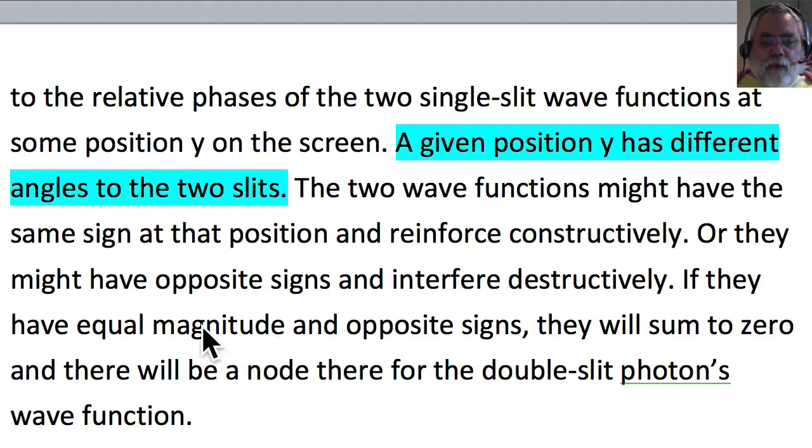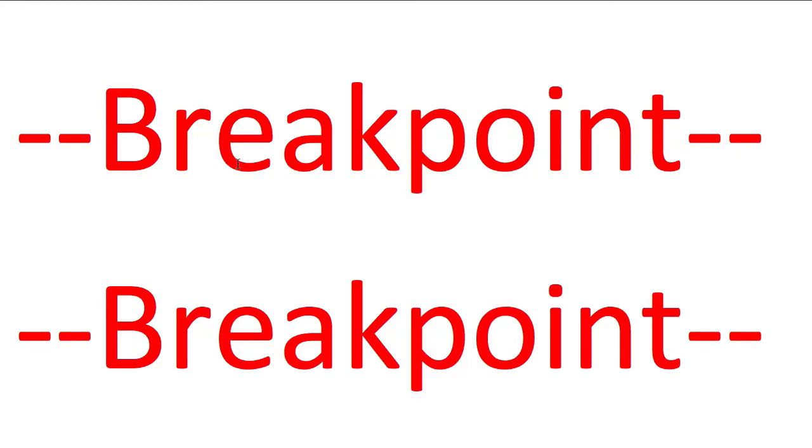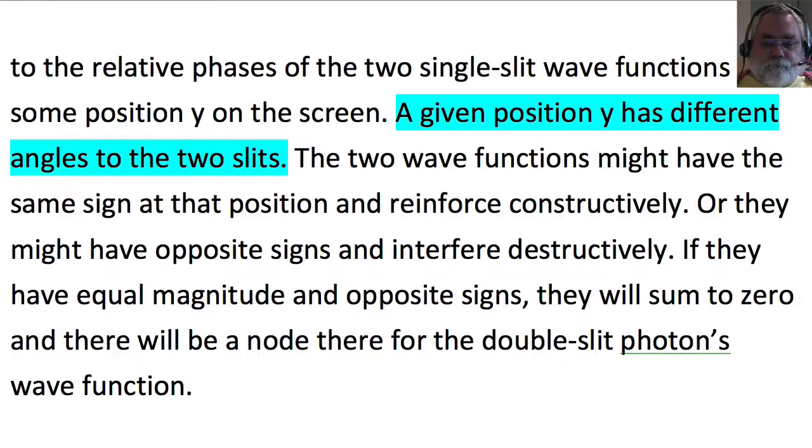If they have equal magnitude and opposite signs at some point on the screen, they will sum to 0 at that point, and there will be a node there for the double-slit photon's wave function. This is a possible time to take a break.